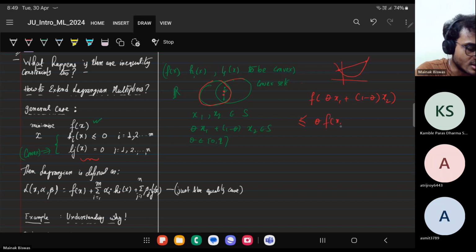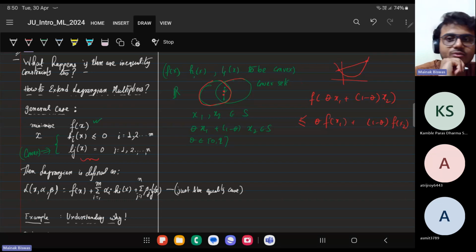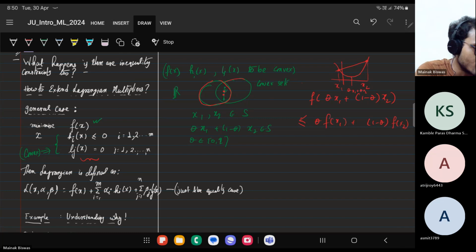Theta times x1 plus 1 minus theta times x2. Yes or no? That is, a line always exists above the curve. x1, x2. We saw this, right? Correct. Yes.